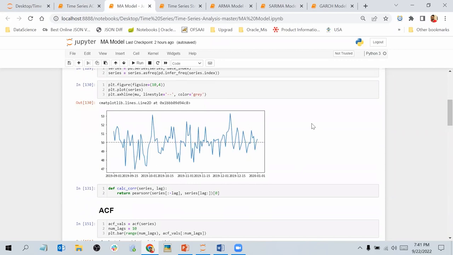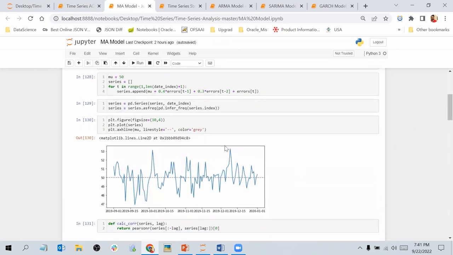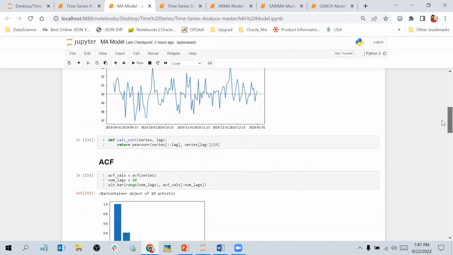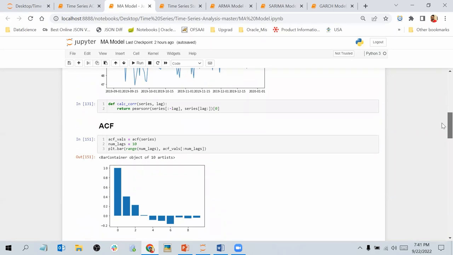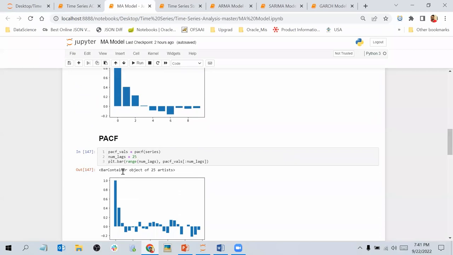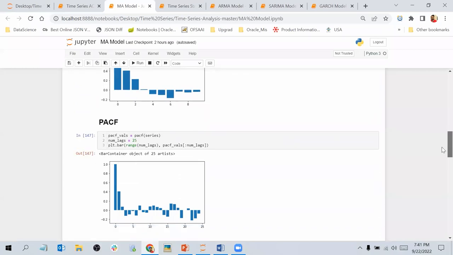Okay, so this is the series of data that we have. This is how it looks. We are going to calculate the P and Q values by ACF and PACF. This is the maximum number of lags that we can plot.